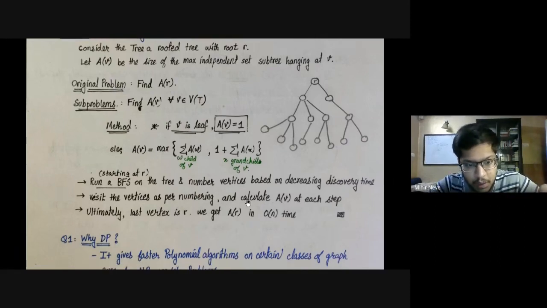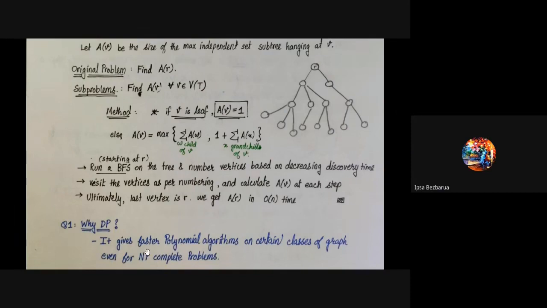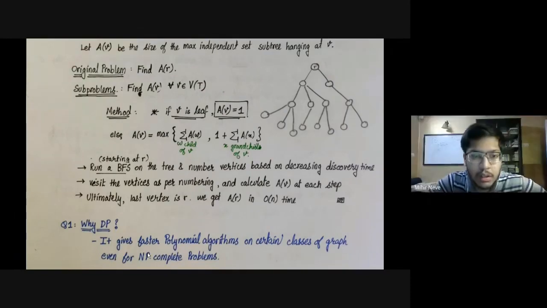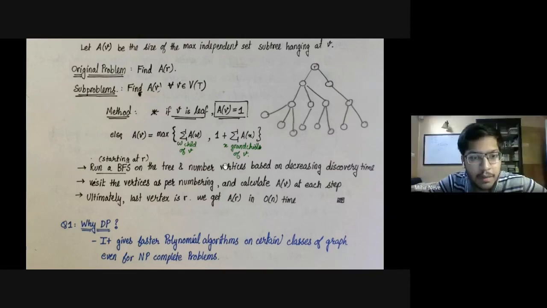So, a simple question: why did dynamic programming help us here? I have a question. What is BFS? I haven't taken algorithms. Okay, fine. If you haven't taken algorithms, then for the time being, we'll just say BFS is a technique of numbering the vertices. After doing this step, I'll get a numbering of vertices which goes from down to up in this tree. It's breadth first search.